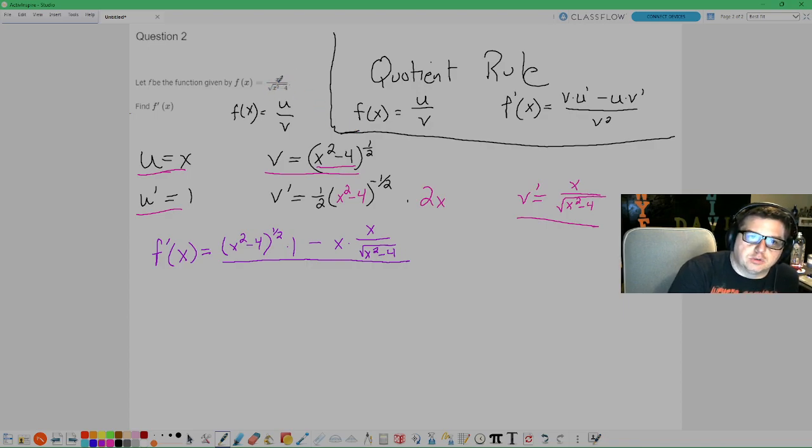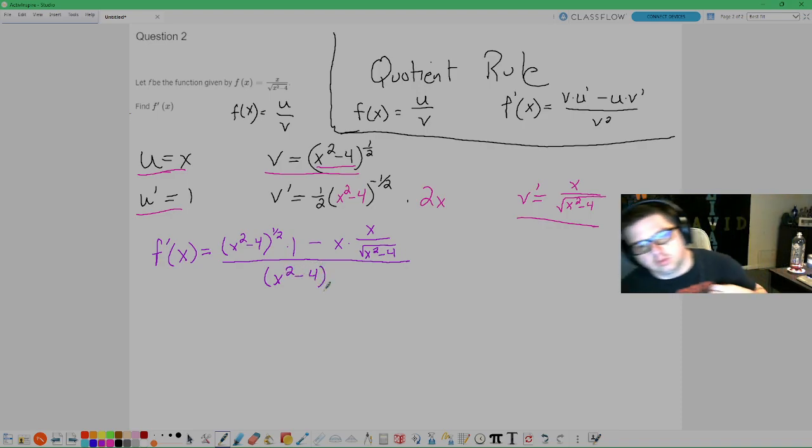Now, what happens to a squared and square root sign? They cancel each other out, and I'm just left with x squared minus 4.